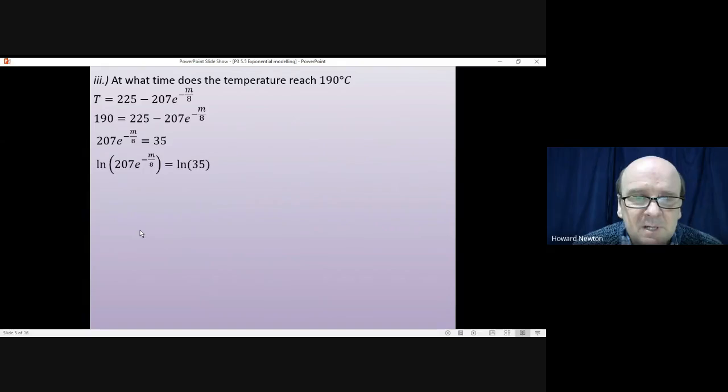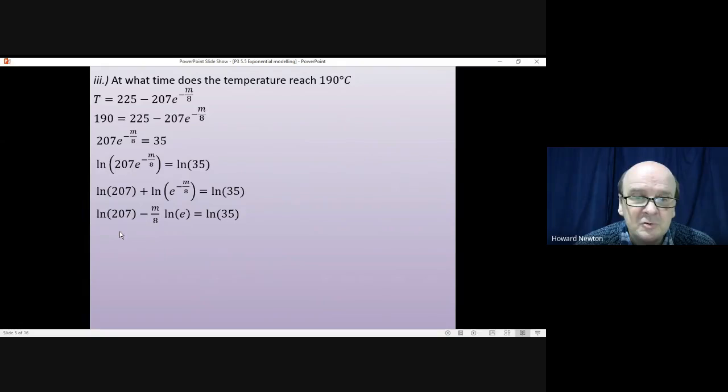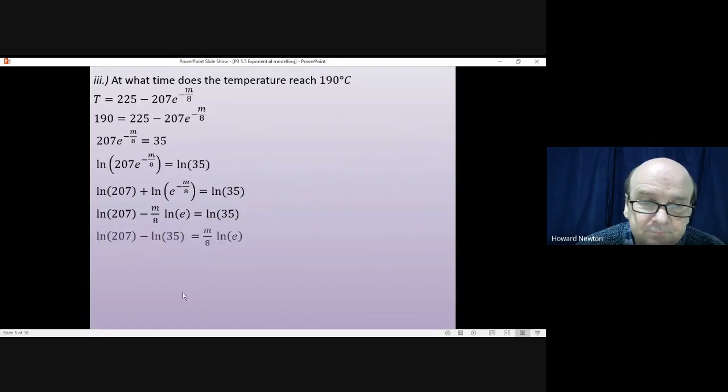And then, a bit like we did in the last 2 lessons, we can split this term up using the law where you have 2 things multiplied together with logs. And that'll give us the log of 207 plus the log of e to the power of minus m over 8. We can then use the law for when you have powers and logs to split up this middle term, and you'll get log 207 minus m over 8 times the log of e, which is log 35. Moving things around gives us that.